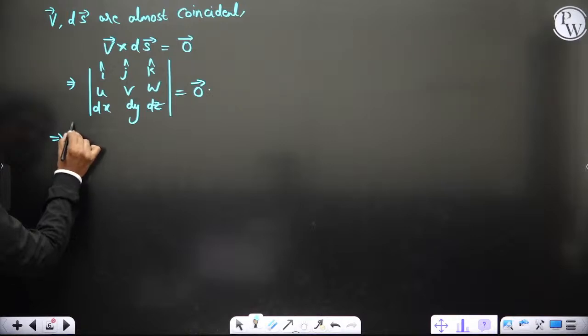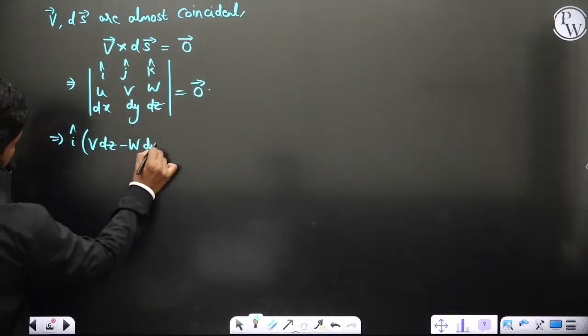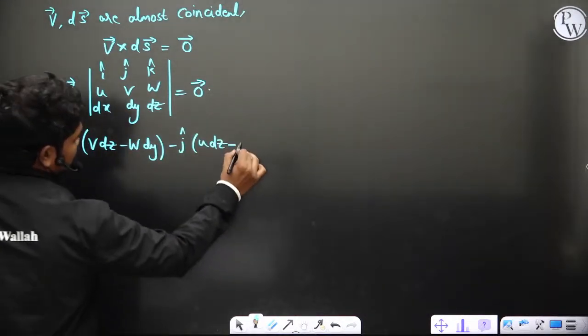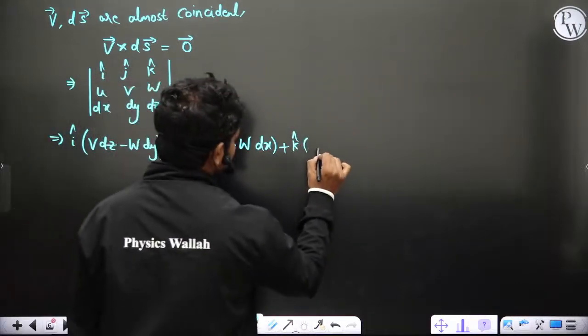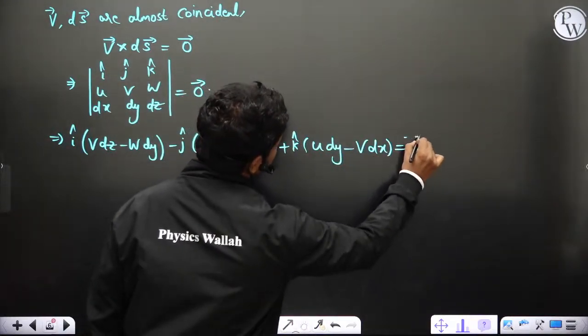Now, if you see i bar times (v dz minus w dy) minus j cap times (u dz minus w dx), you all know how to calculate the cross product of the vectors. I'm not going into that again. So plus k cap times (u dy minus v dx). So these are going to be 0 bar.